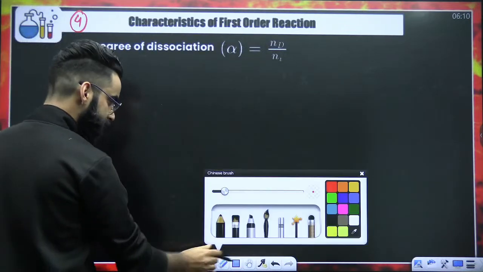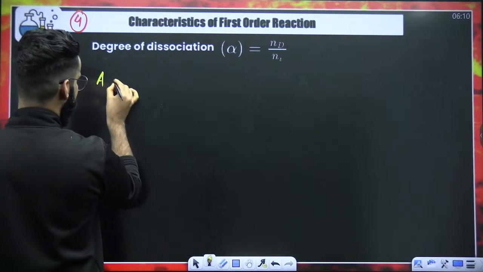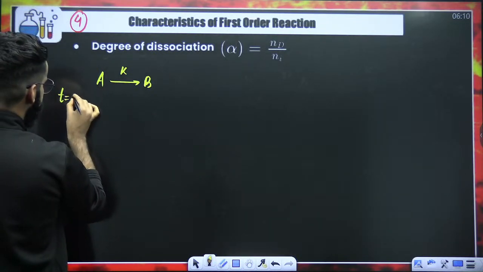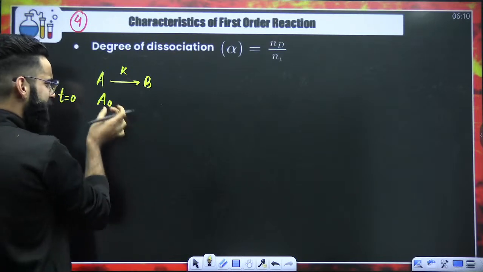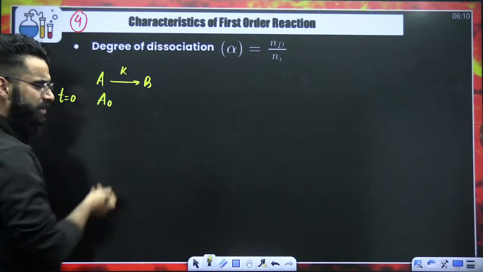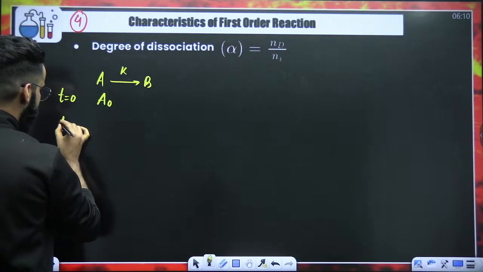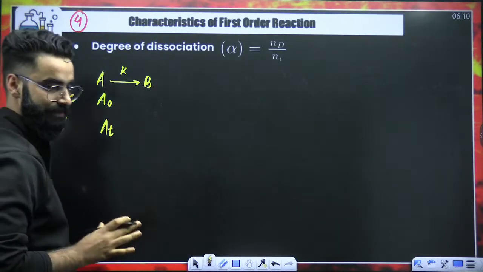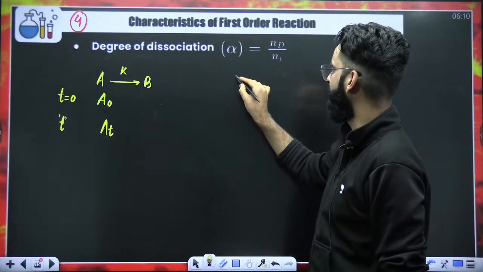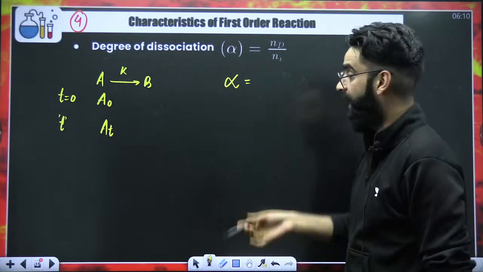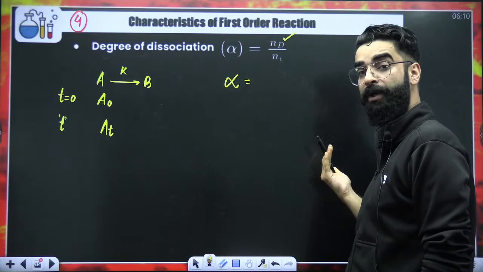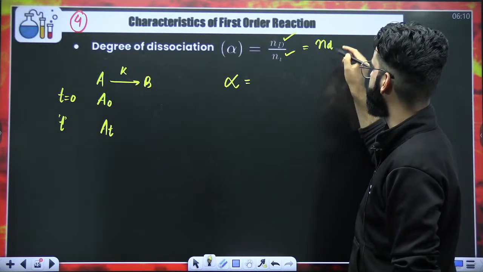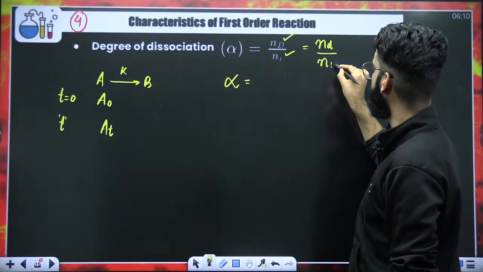See guys, the reaction again which I'm taking is A gives B, whose rate constant is K. It's the first order reaction, right? At time t equal to 0, the initial concentration or initial moles of reactant is A naught. At time t, the concentration or moles of reactant left is At. I need to get the value of alpha. What is alpha? Alpha is the number of moles of reactant dissociated into product divided by initial moles of reactant. Alpha is equal to ND divided by NI.